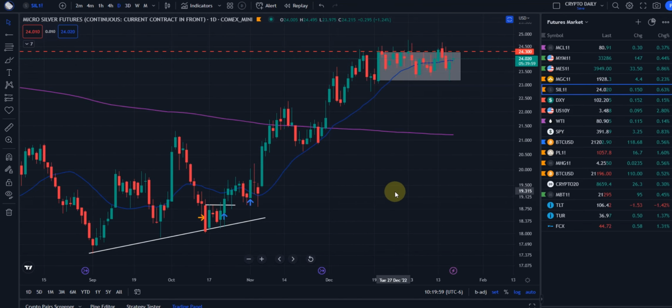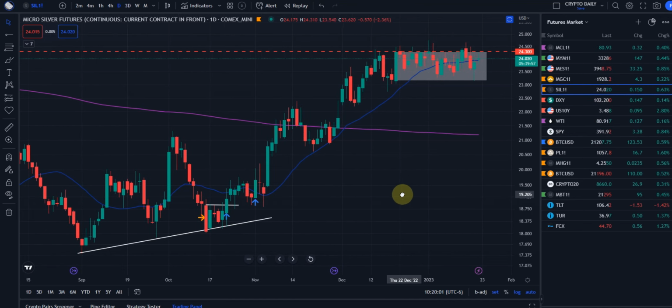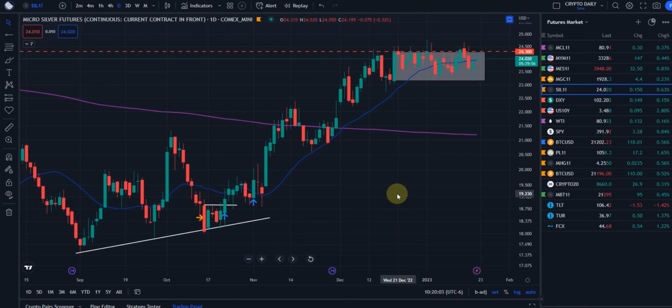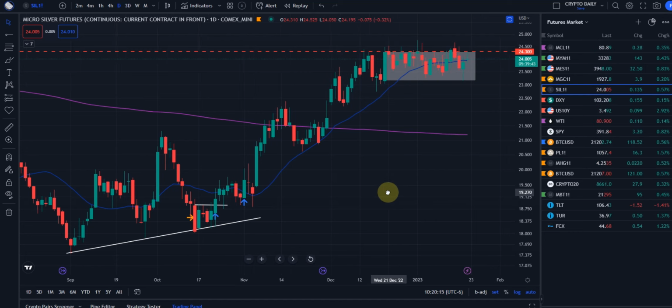Okay, where else in the world, not financial wise, can you control 1,000 ounces of silver for $2,054? And that's what we're looking at with the micro futures. I'll cover that in another video.